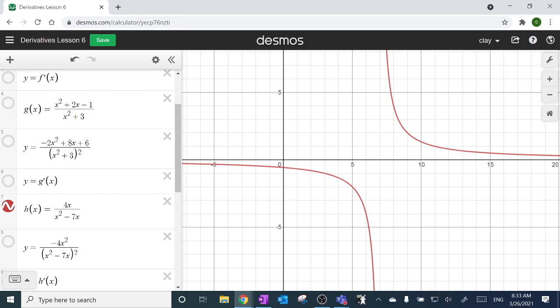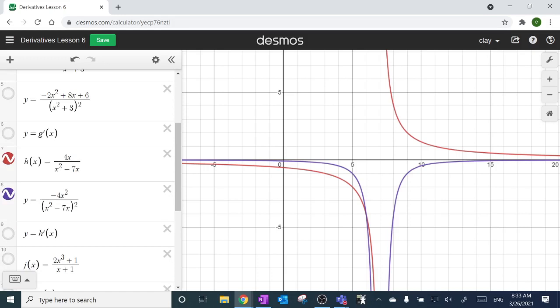So let's see if we're right about that. Yep. And then let's see if that was my answer, right? Let's see if the actual answer and my answer agree with each other. Yep. It's blue, it's purple, it's blue, it's purple. We got it. Okay?